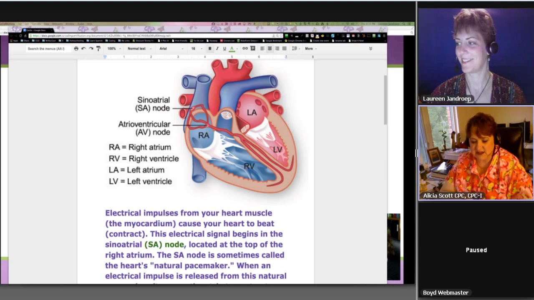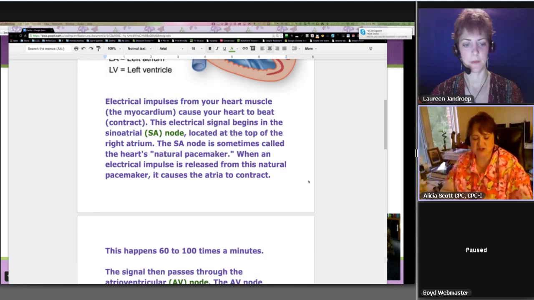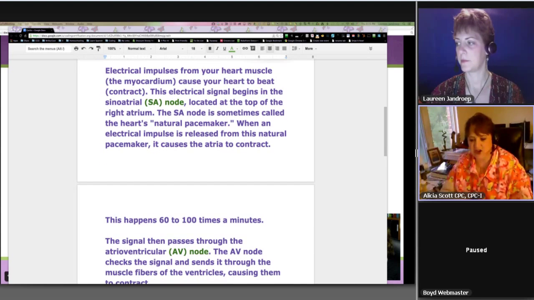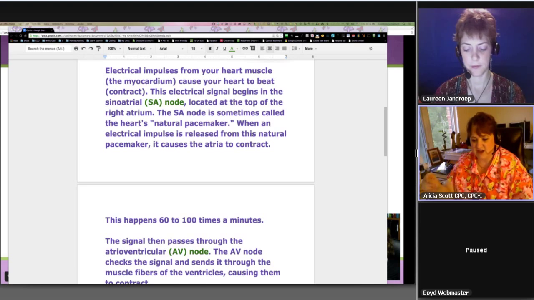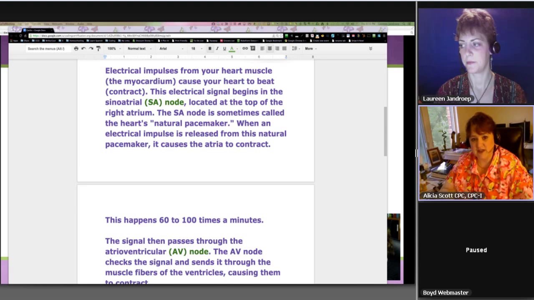Let's go ahead and slide down just a little bit. There is a description kind of about how that works. You're first going to get the electrical current in the SA node, and then it's going to shoot over to the AV node, and it does it about 60 to 100 times a minute. So if you can think of that little zap, zap, zap, zap that fast, it's amazing how that works. This is kind of known as the natural pacemaker for the heart, and when you're having problems with the electrical portion of your heart, that's why people get pacemakers, in fact.